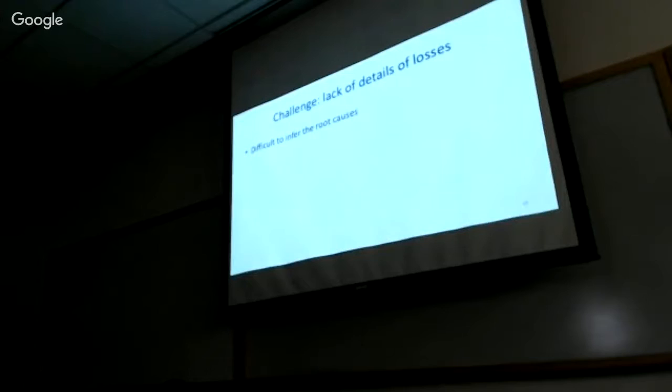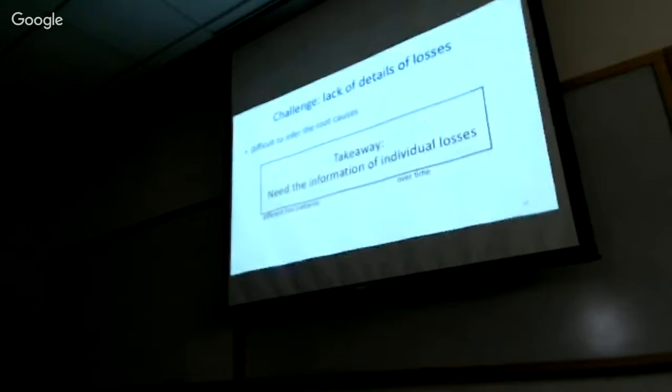The third challenge is that we lack the details of each individual loss. It is difficult to infer the root causes if we don't have the details of each individual loss, because different flows may experience different loss patterns, and the loss pattern may change over time. So our takeaway is that we also need information on individual losses.